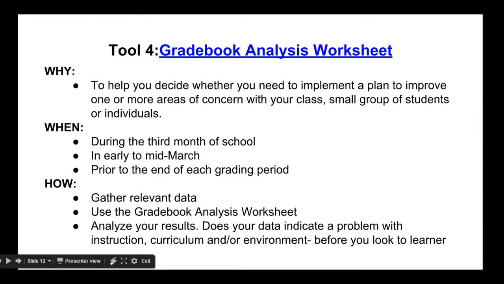Tool 4 is the Gradebook Analysis Worksheet. This worksheet will help you decide whether you need to implement a plan to improve one or more areas of concern with your class, small group of students, or individuals. It's similar to Tool 3 in that you're analyzing if 3 or more students are failing to meet a goal. Do I need to consider small group or whole group planning to address that?